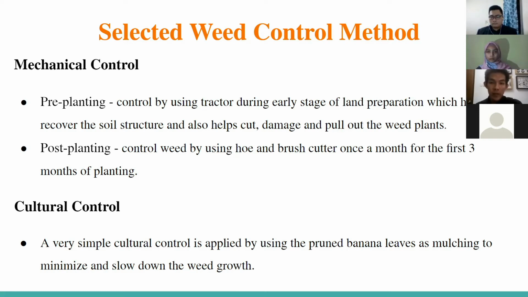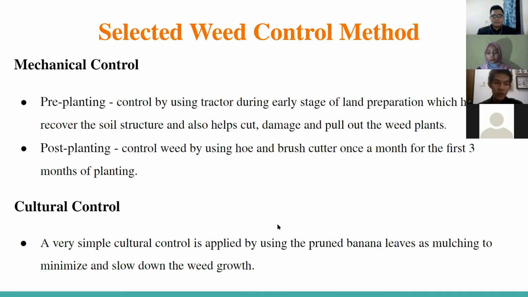But for the mechanical control, there is no more tractor or tillage machinery activity in the post-planting stage. The mechanical control is replaced with manual weed control by using the hook or the brush cutter. The reason for not using machinery or tillage in this stage is that soil tillage activity at this stage is not very suitable for the banana tree's future growth. Too much tillage will affect the soil structure and the strong root growth of the banana tree, and the banana tree will easily fall down or be blown down by the wind or heavy rain if there is too much tillage activity at this stage of planting.